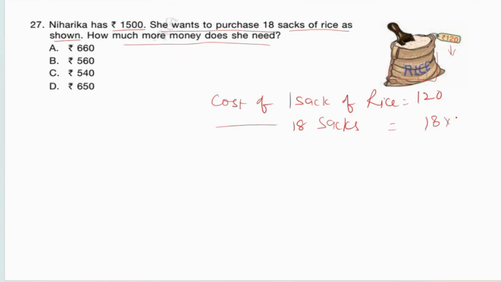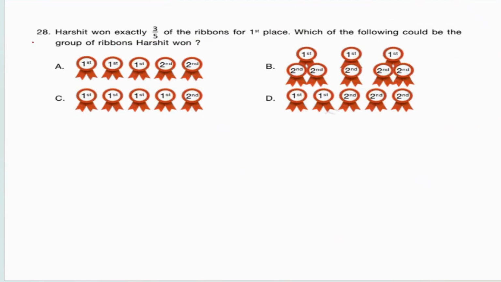18 times 120. 0, 18 to the 36, 3. That's 2160 rupees. Niharika has 1500. So it means she's short of some money. How much money is she short of? 0, 6, 11 minus 5. It means she needs 660 more rupees to purchase 18 sacks of rice. So 660 will be my answer. Coming to the next one now.